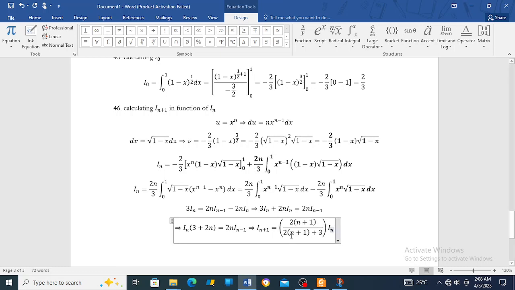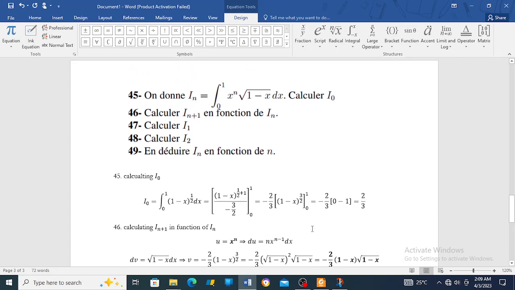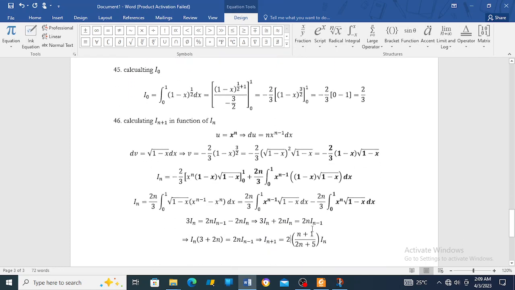Alright, so the numerator is this. The denominator, you have 2n plus 2 plus that, you have 2n plus 5. Now in the numerator, it's just n plus 1, and then you can factor out these 2. Now the next part is saying we should calculate I1.